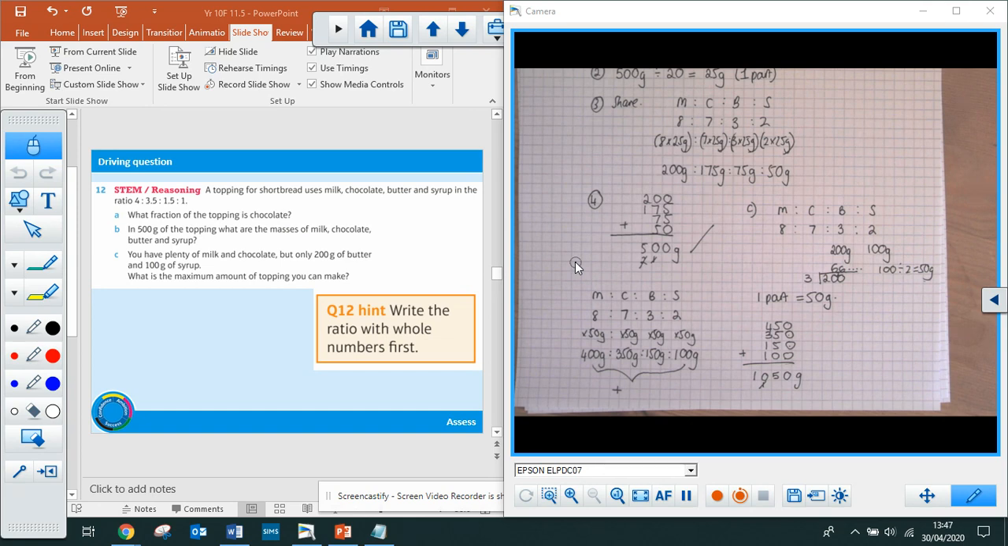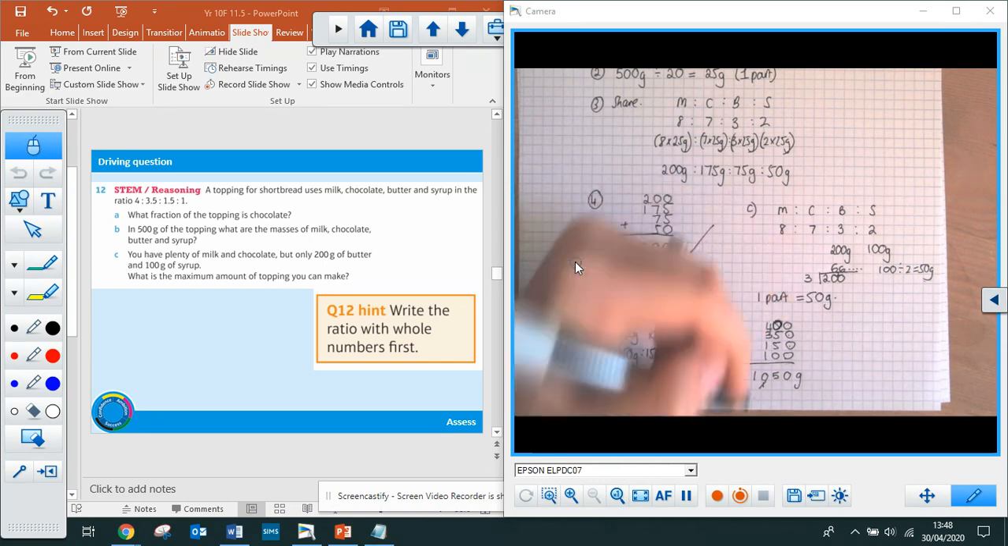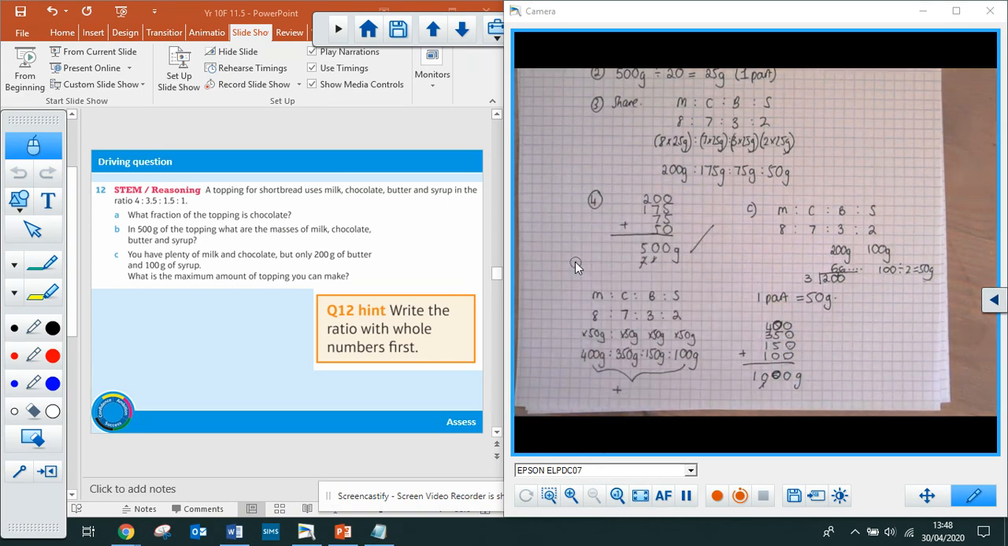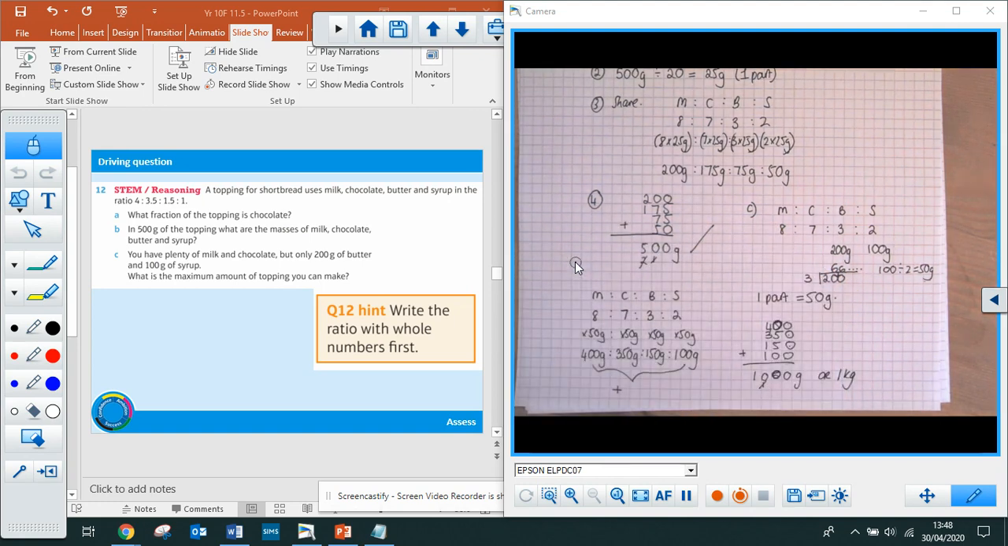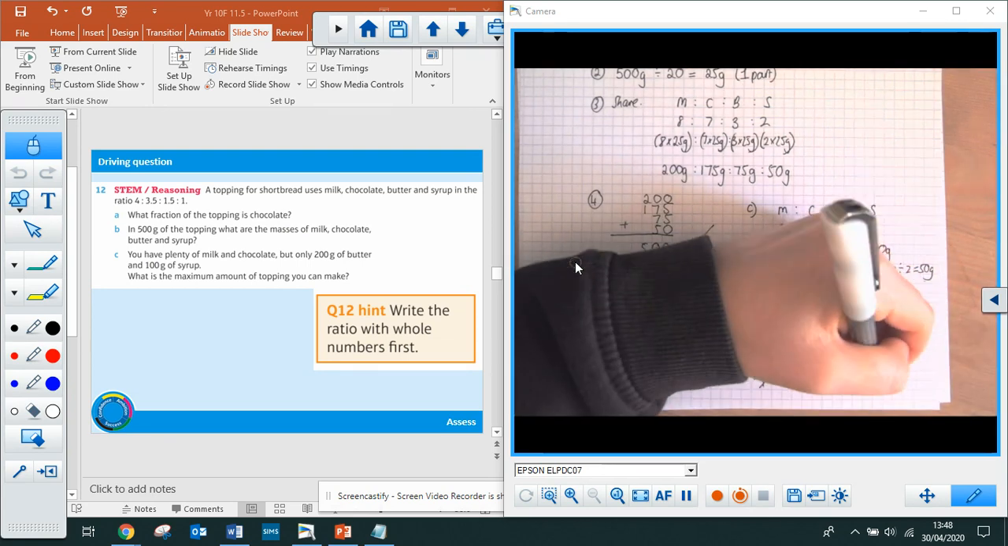Have I written something out wrong there? Oh, I've made a mistake. I've accidentally put 450 instead of 400 there. Apologies there. That'll actually be 1,000 grams of topping, okay? Or 1 kilogram. So well done if you got that. Sorry, I made a mistake copying it over. It should have been 400 there. So 1,000 grams or 1 kilogram if you wanted to convert of topping.